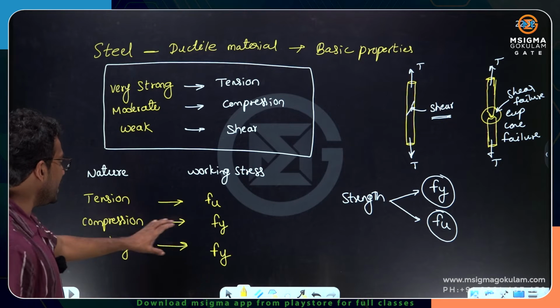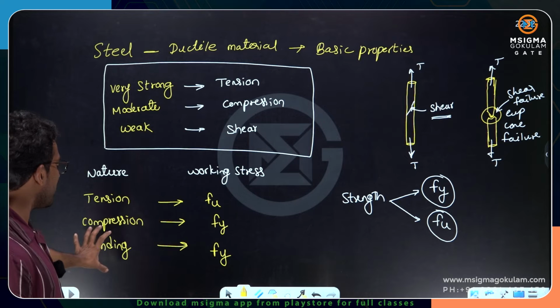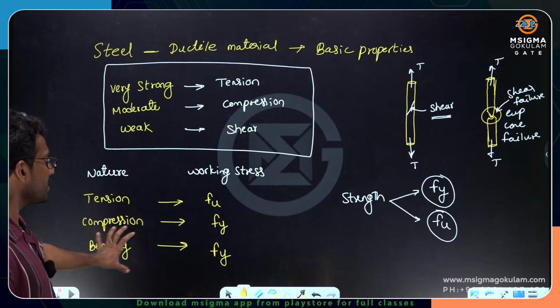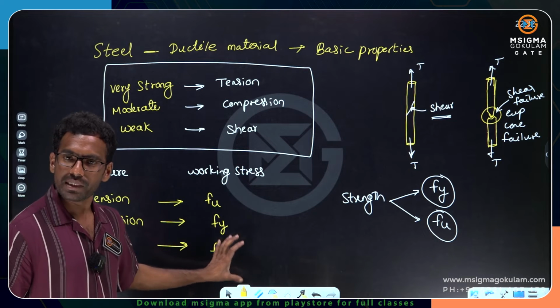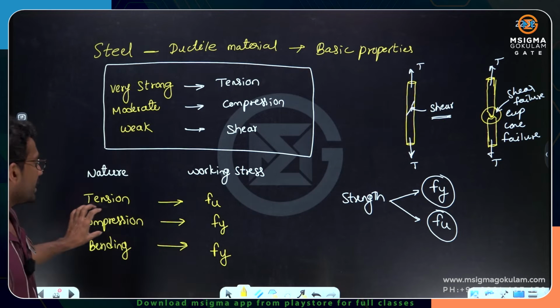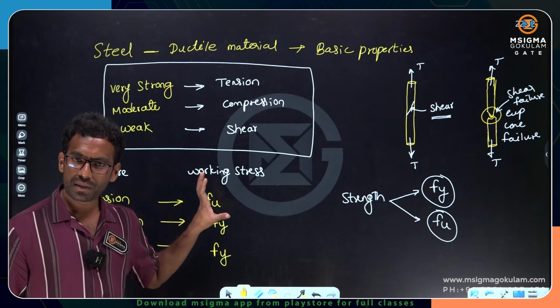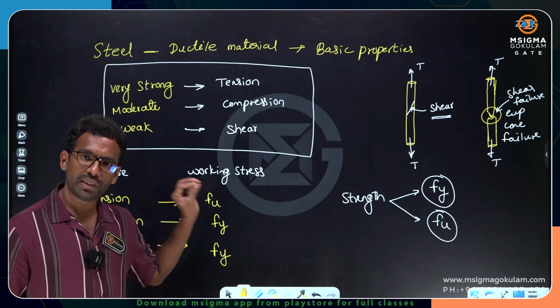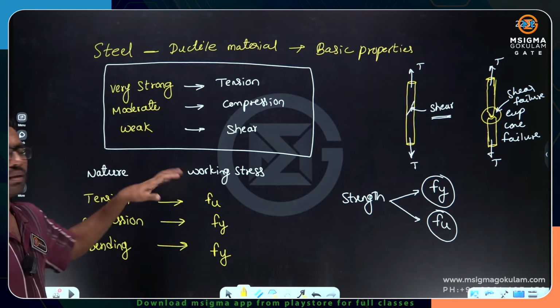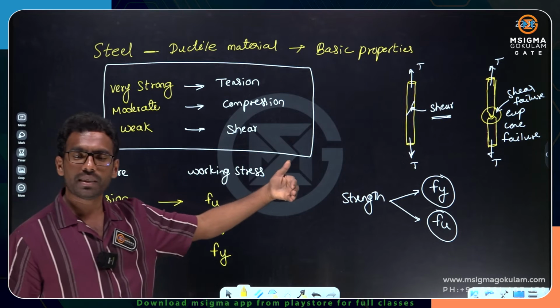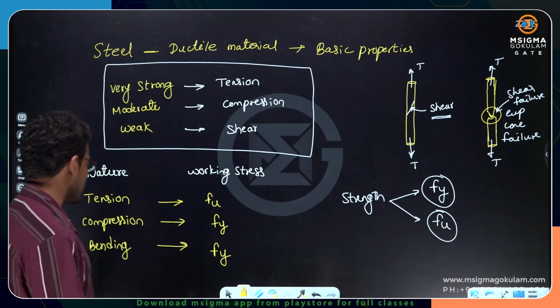Throughout the beam chapter, design of steel beams, the stress I can permit is yield stress only. Throughout the compression members chapter, the stress that I can permit is only yield stress. When I say tension, the stress that I can permit on steel is ultimate stress. I hope you understand this.